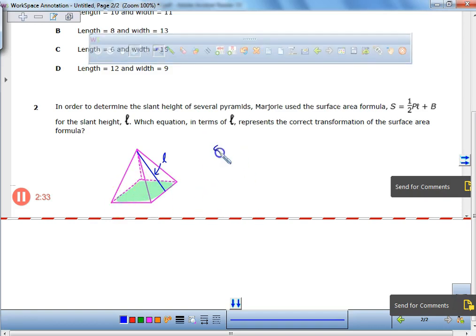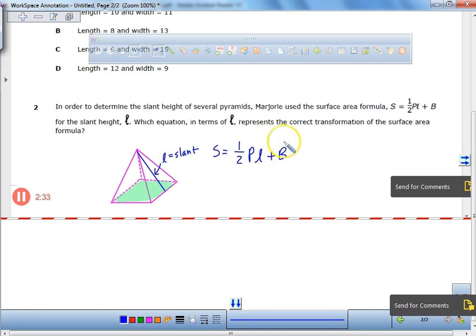So to find the total surface area, you would have to do 1/2 the perimeter of the base times the slant height plus the area of the base. So S represents surface area, P represents perimeter of the base. This little funny L, that's the slant height. So this little L here, I'm going to put slant, that's the slant height. And then capital B is the area of the base.